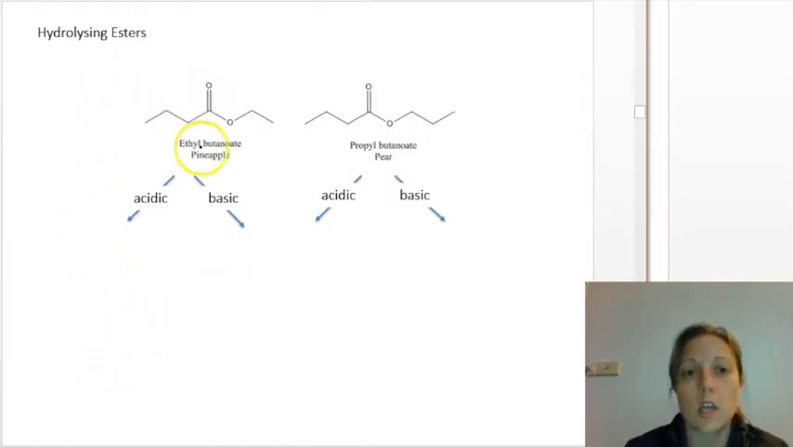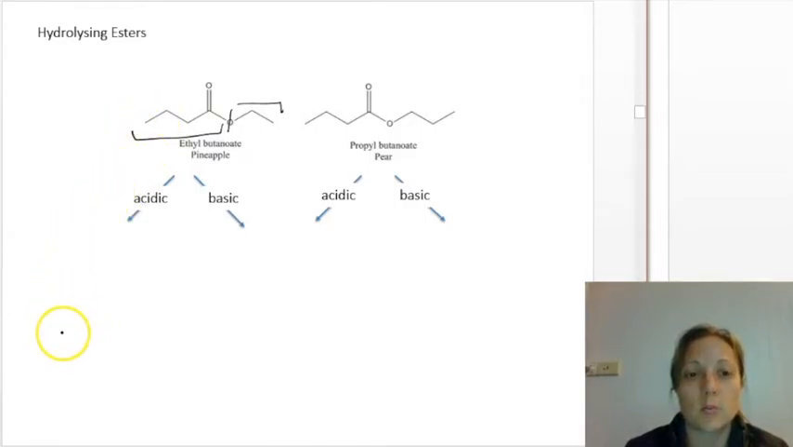So let's have a go at working out what our products of acidic and basic hydrolysis would be for these esters. We've got ethyl butanoate here and propyl butanoate. Let's have a go at the acidic conditions for ethyl butanoate. Remember, we've got excess water in acidic conditions. So let's split this so that we know this side is our alcohol and this side is our carboxylic acid.